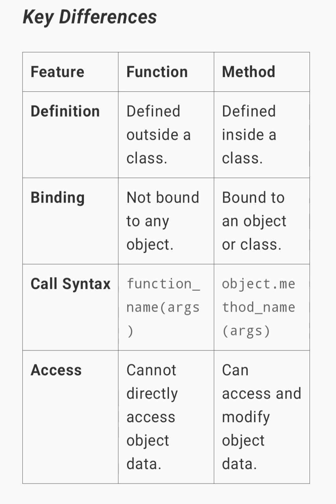Functions cannot directly access the object data, but methods can access it. A function can be called directly using its name, but a method is called using the object, dot, the method name. A function is independent, but a method is dependent on the attributes and instance of the class. Functions can be defined without any parameters, but a method should have at least one parameter. So now I'm going to explain with some examples.